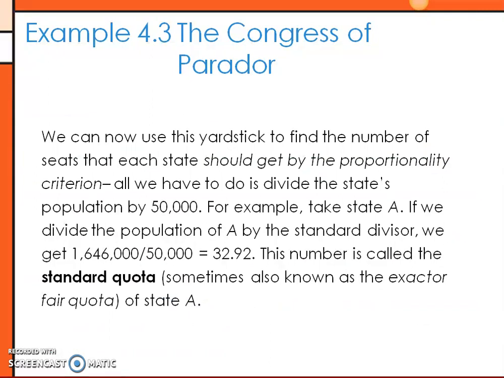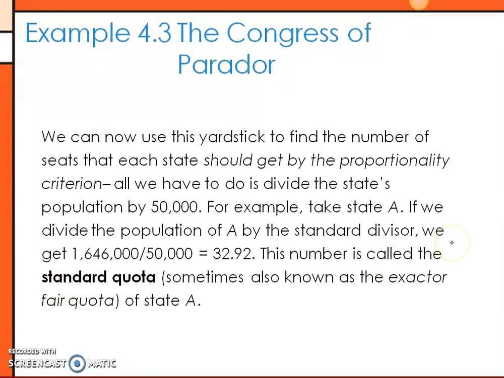Okay, so now that we have a yardstick, we can decide that 50,000 people corresponds to getting a seat. Then if you just divide 50,000 into all the populations, say that first one was 1.6 million-ish, that means that 50,000 goes in there 32 times. So that means they should get about 32 seats. So that's how you find the standard quota.